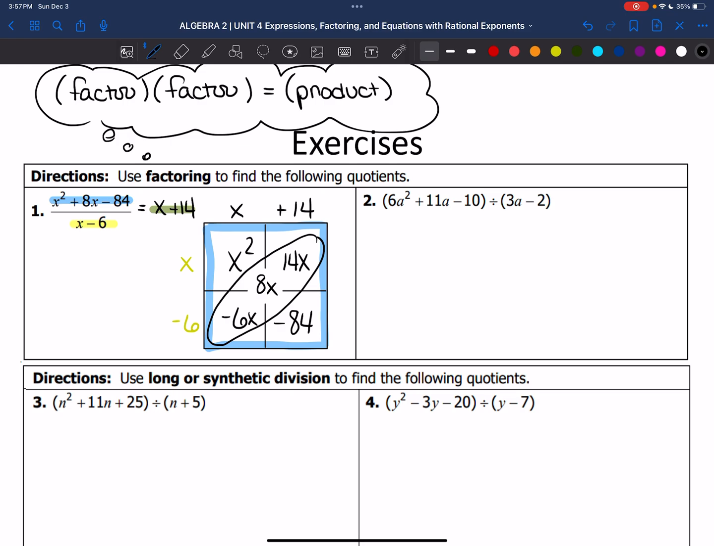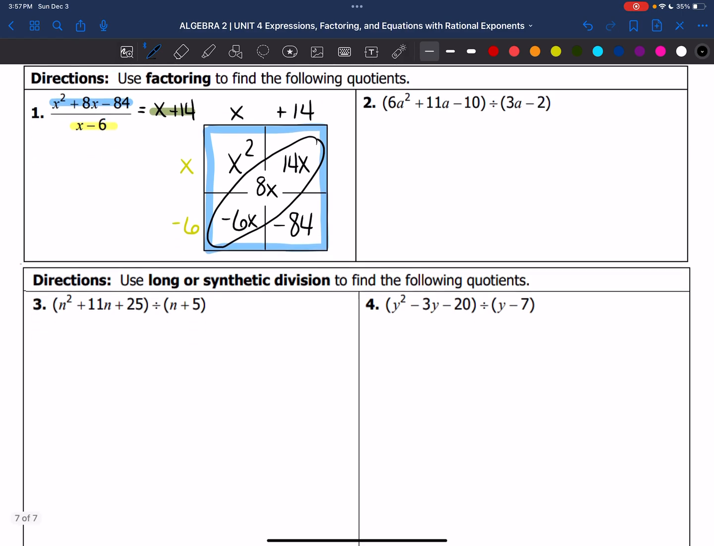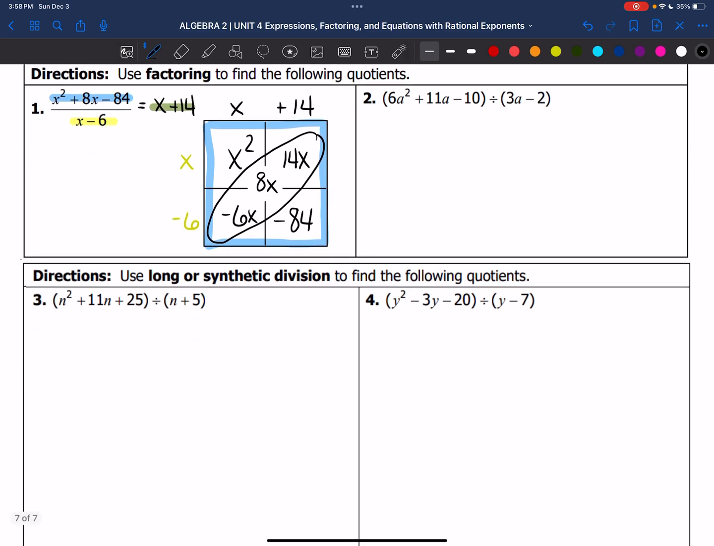So that's one method that we can take. But there are other methods, and I'm going to show you those algorithms now. Another way that we can do this is using long division, and that's what we're going to do here in example 3 and 4. So let's use long division to figure out our quotient.